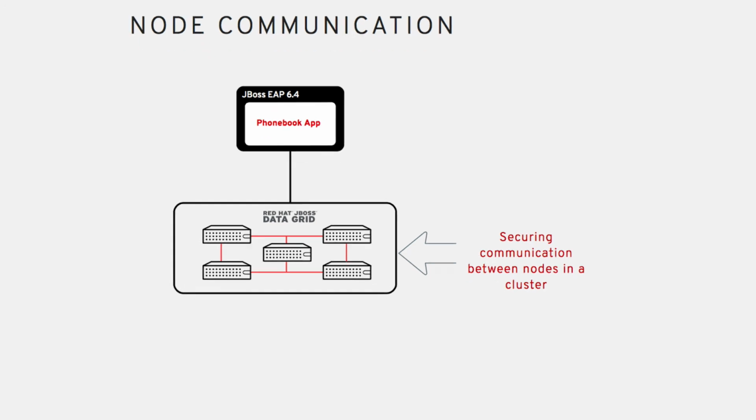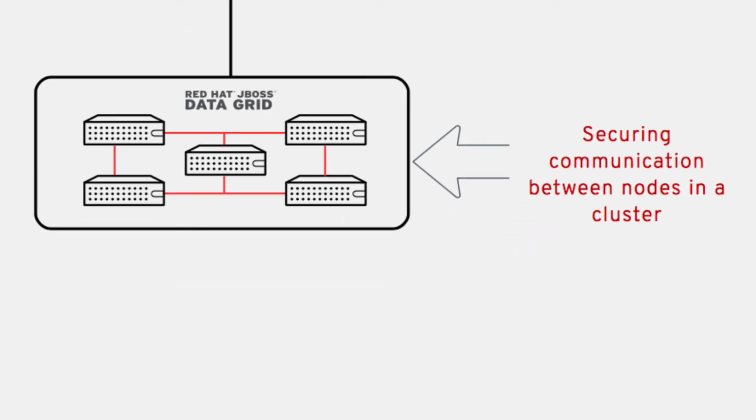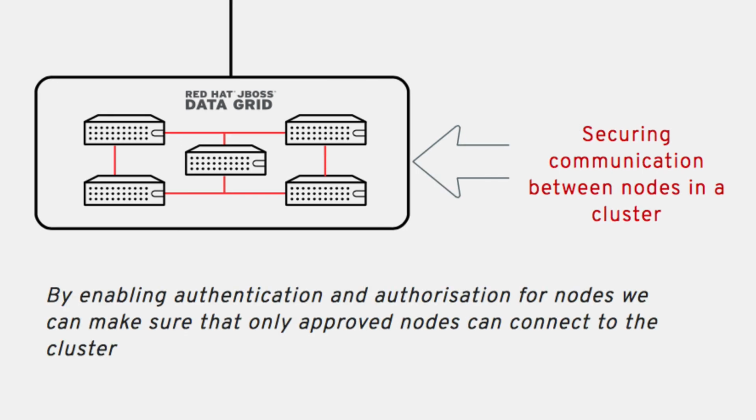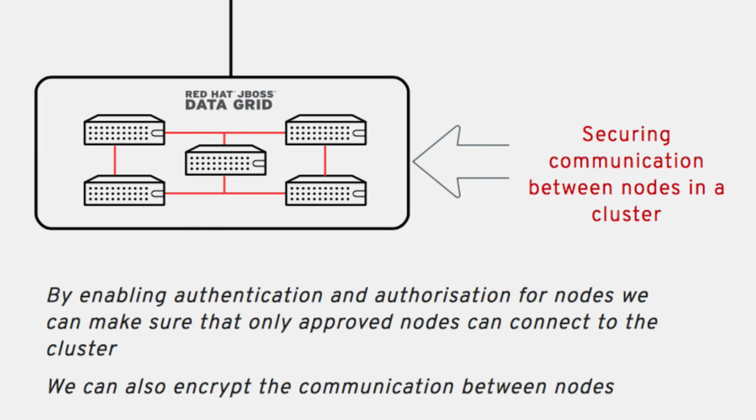So now we have secured endpoints, we enabled role-based access control, and we centralized the user administration. But how about the cluster traffic, the traffic in between the nodes? How can we make sure that we have secure communication there as well? By enabling authentication and authorization for nodes, we can make sure that only approved nodes can connect to the cluster. Another good thing is that we can encrypt the traffic in between the different nodes, so we can't eavesdrop on the traffic and therefore record data, etc.